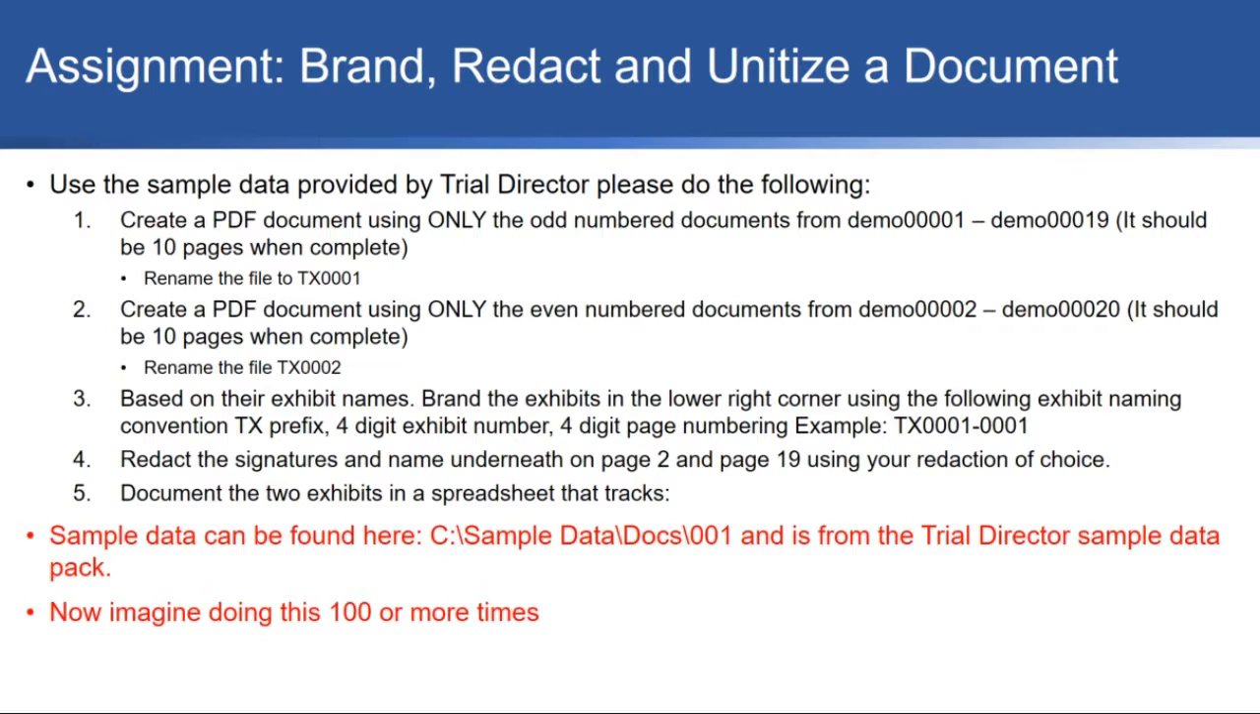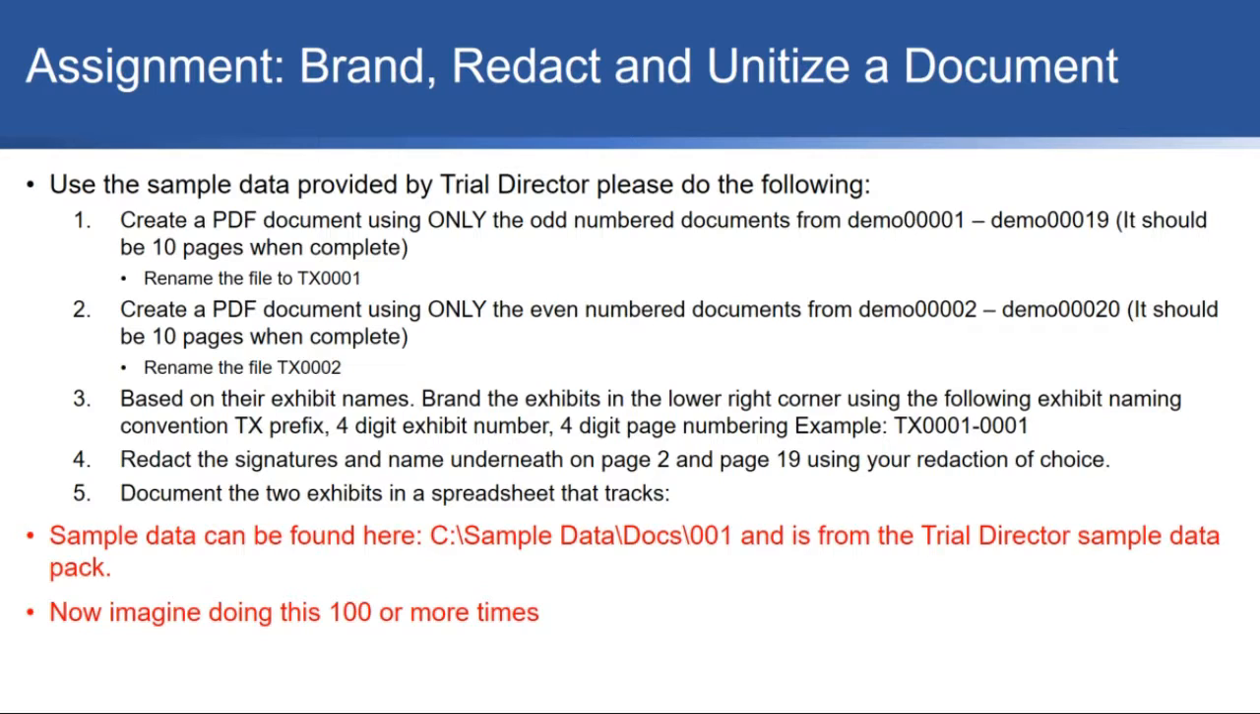So use the sample data provided by Trial Director and do the following to it. You should be able to find the sample data at C Sample Data Docs Folder 001. And that's from the Trial Director Sample Data Pack. So first, create a PDF using only the odd-numbered pages of the documents from Demo 01 to Demo 19. It should be 10 pages when complete. Rename that file TX0001. 2. Create a PDF document using only the even-numbered documents from Demo 2 through Demo 20. It should also be 10 pages when complete.